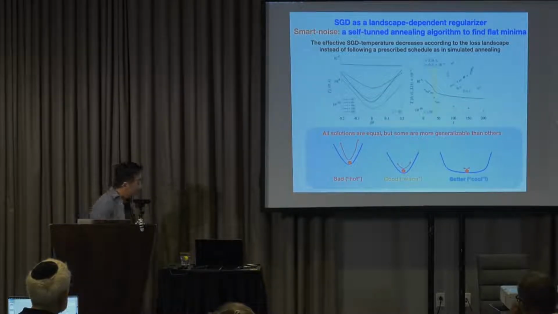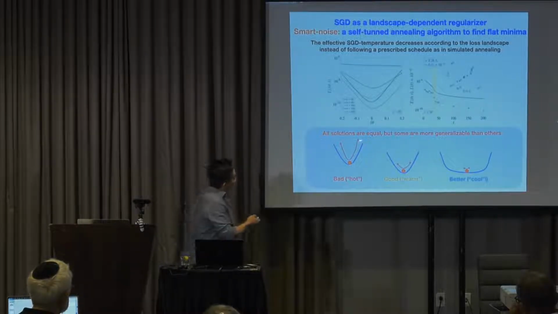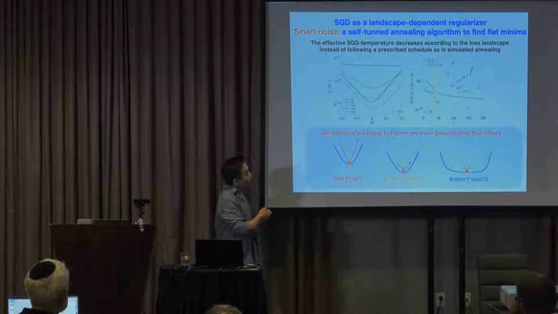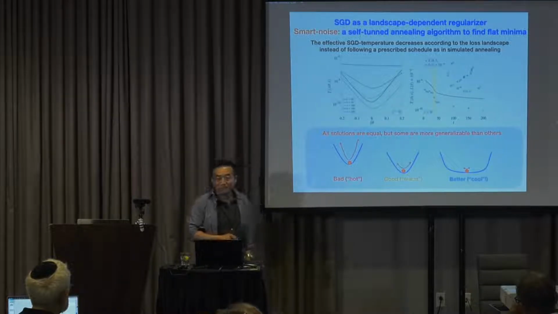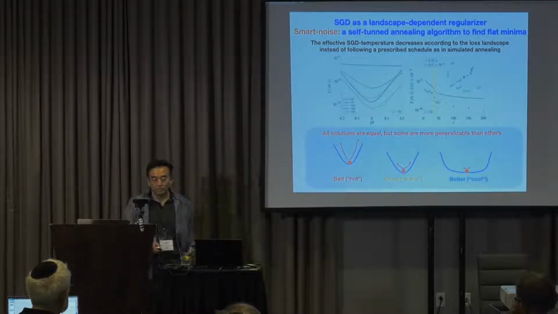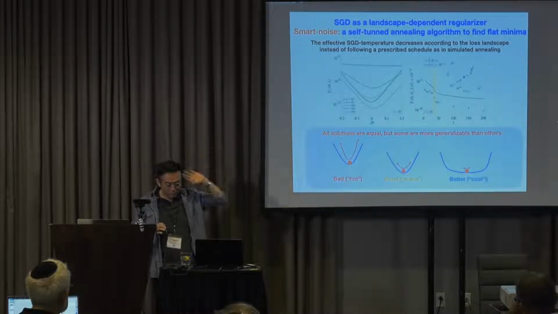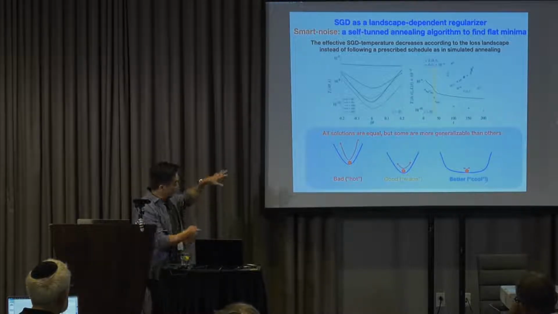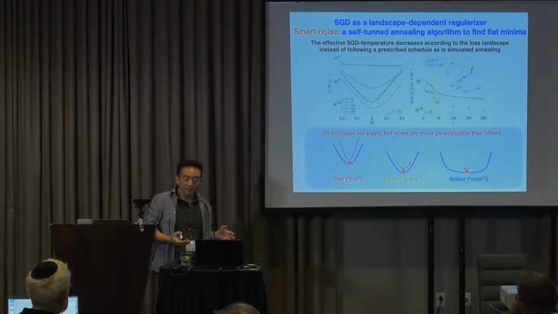So here's a slide that I paraphrased from some famous author. It says all solutions are equal in that they are all minima, but some are more generalizable than others, right? And we find the flatter minima are more generalizable. We didn't propose this, many people proposed it before us, but in this study we just find out why SGD is able to find those flatter minima.